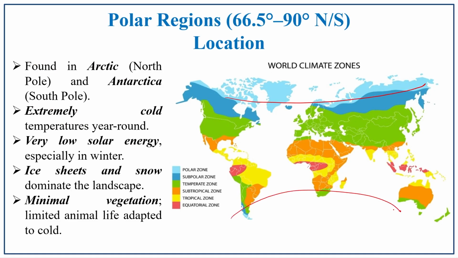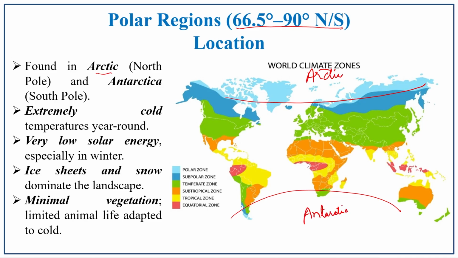Next one is the topmost latitude, which covers the northern and southern parts of the earth's surface, that is, the polar region. The location is 66.5 degrees to 90 degrees north and south latitudes. It is found in the Arctic at the North Pole, and then you have the Antarctic at the South Pole.